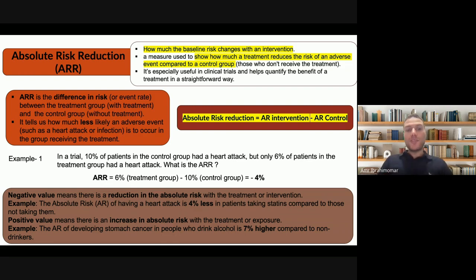Why is it sometimes positive? There's something called absolute risk increase. For example, the absolute risk of developing stomach cancer in people who drink alcohol is 7% higher compared to if you're not drinking alcohol. That's why sometimes it's negative, sometimes it's positive. What I need you to remember, because we will use this shortly in the forest plot, is that absolute risk reduction or absolute risk increase is the difference between the absolute risk in the treatment or intervention group and the control group.